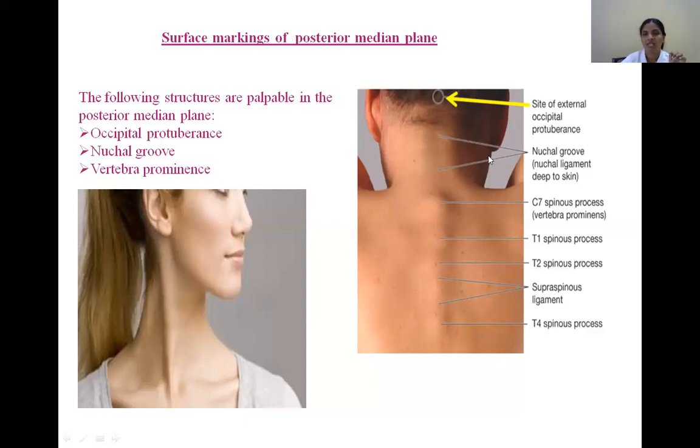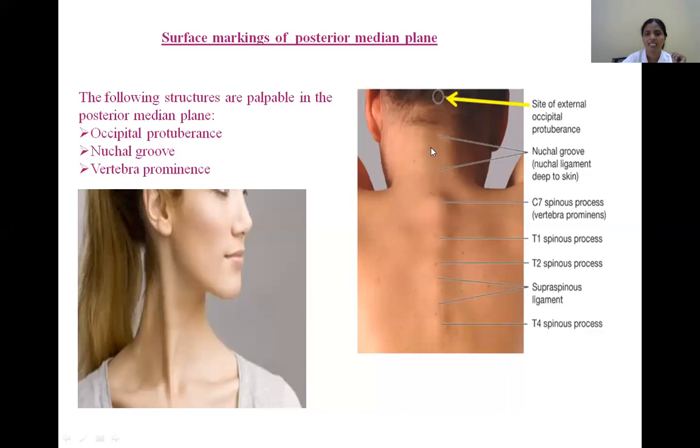Along this line, we can identify a groove, which is known as the nuchal groove. So along this groove, what is the important structure? Between the spinous processes, there are two ligaments, interspinous and supraspinous, right? So this supraspinous ligament here in the neck region forms a well-developed structure which is known as the ligamentum nuchae. The ligamentum nuchae extends from the seventh cervical spine to the external occipital protuberance.